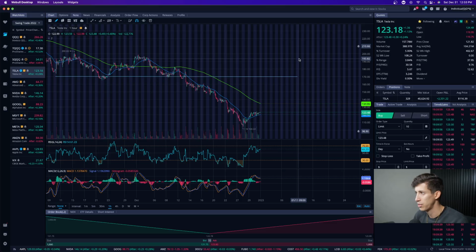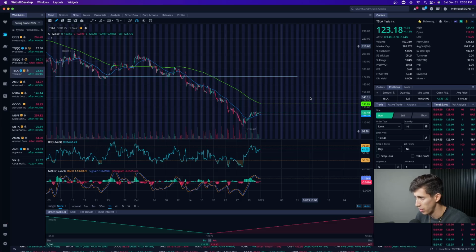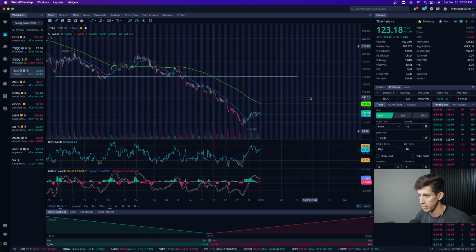So let's go ahead and jump right into it. I'm going to use Tesla as an example. I have an open swing trade on it, up $2,300 on the open, but it doesn't matter. I don't plan to sell it anytime soon.